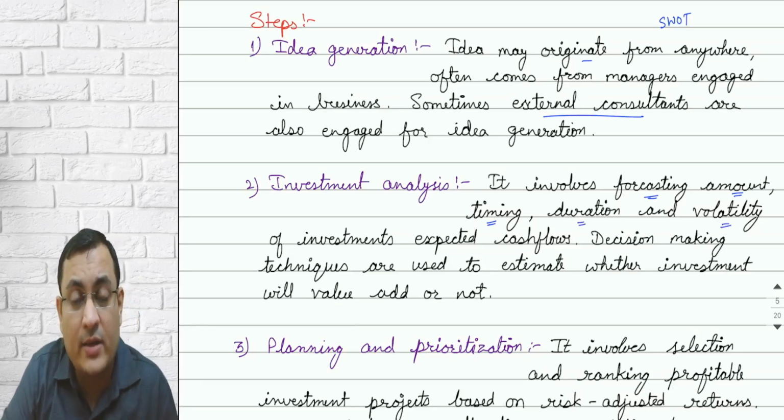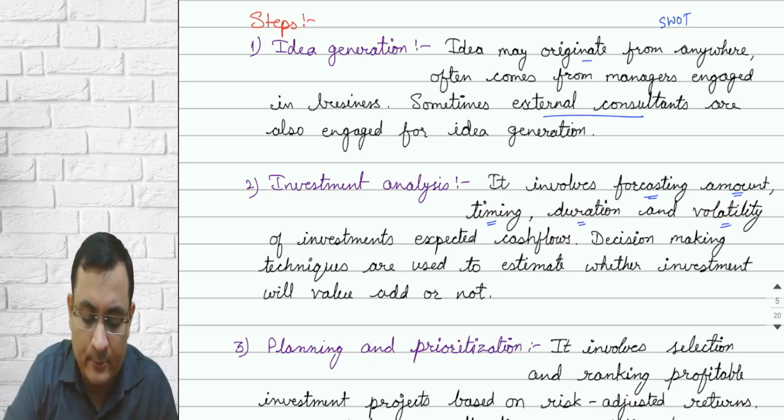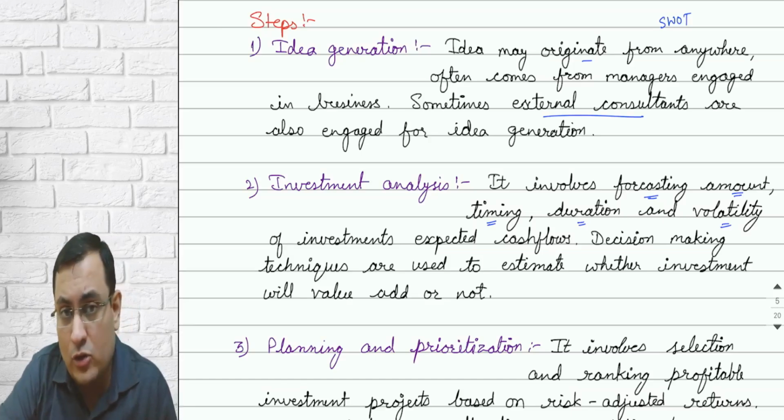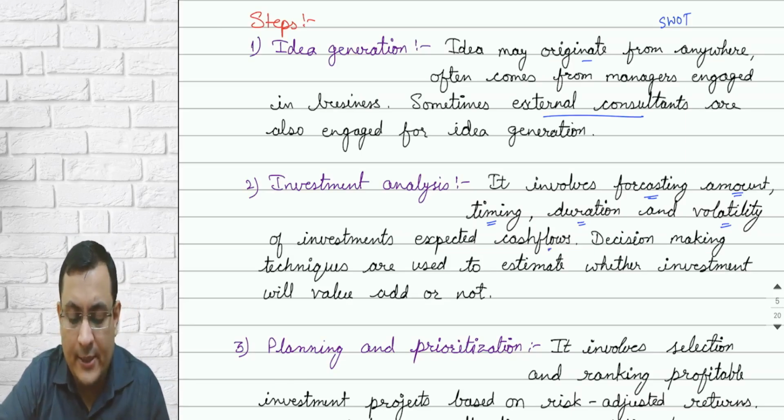If there is any uncertainty, then we have to attach probability against the numbers we are forecasting, and that probability will also be used for decision making of expected cash flows. Decision making techniques are used to estimate whether the investment is value add or not.